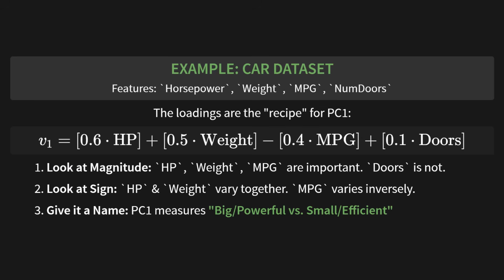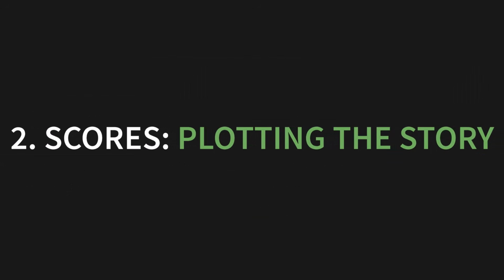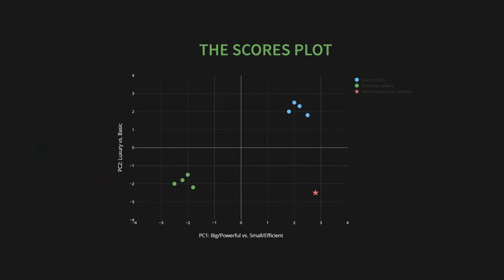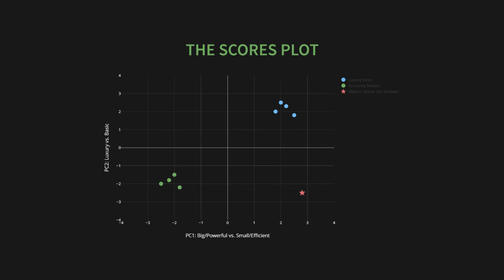Part 2, the scores. The scores let us plot the story. This is the hero graphic of any PCA analysis, the scores plot. It's a scatter plot of all your data points, but instead of the old messy axes, the axes are now PC1 and PC2, our new super informative dimensions. Here's what one might look like for our car data. The x-axis is PC1, which we just named big powerful versus small efficient. The y-axis might be PC2, which could represent something like luxury versus basic.